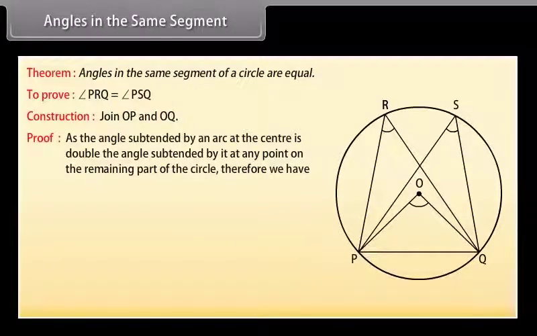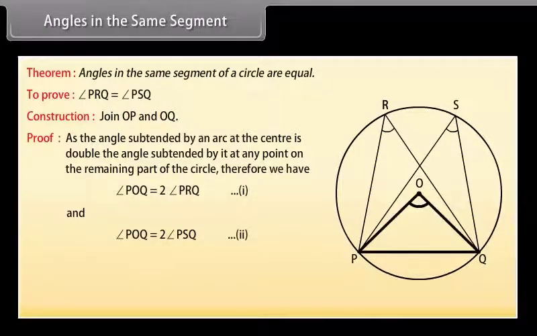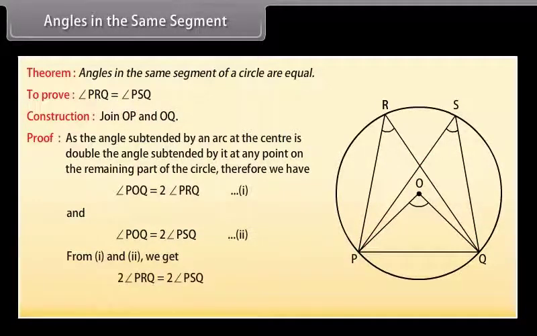Proof. As the angle subtended by an arc at the center is double the angle subtended by it at any point on the remaining part of the circle, therefore we have angle POQ as 2 angle PRQ. Mark it as 1. And angle POQ is equal to 2 angle PSQ. Mark it as 2. From first and second we get 2 angle PRQ is equal to 2 angle PSQ. Therefore, angle PRQ is equal to angle PSQ.